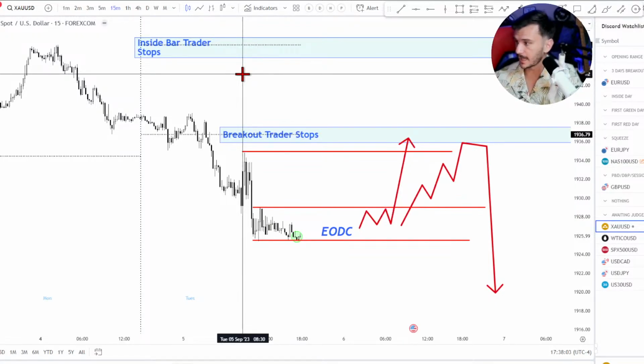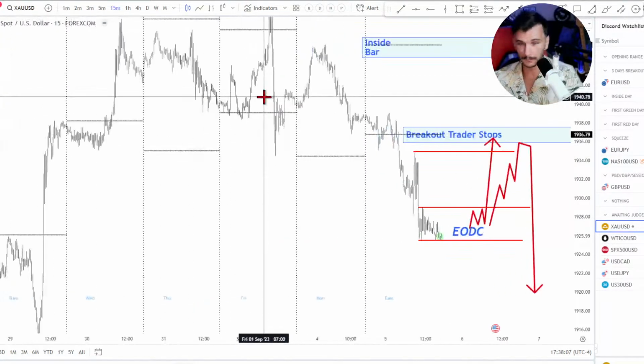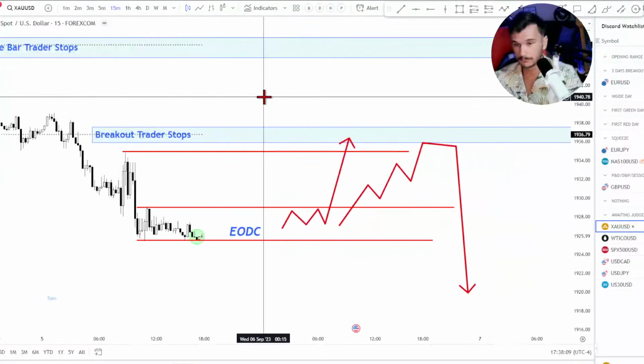You don't count days of trend from previous weeks? No.